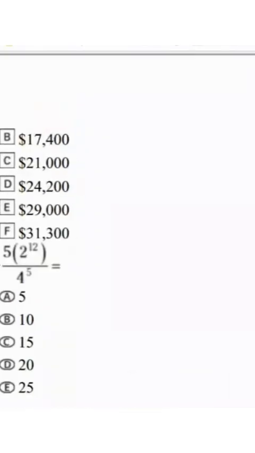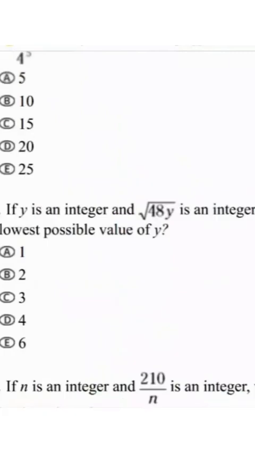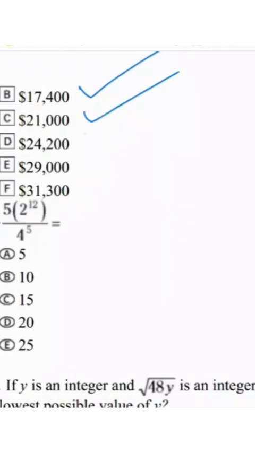So the first one is not, because it's almost 21,000, which is less. 17,000 is less. 12,000 something is less. So we are selecting those. 24,200 is within, so it's wrong because it can be. We are looking for the one that cannot. 29 is too much. That one is too much.